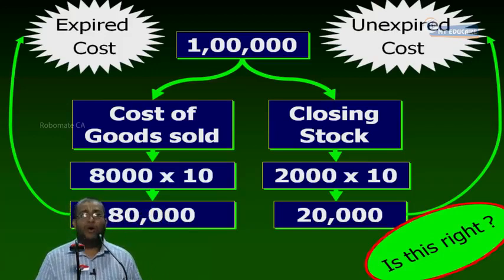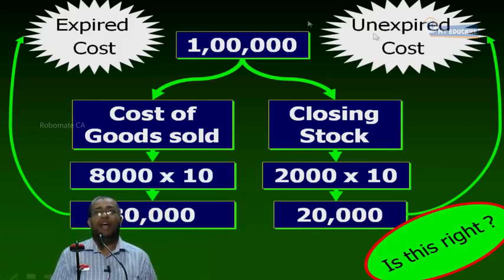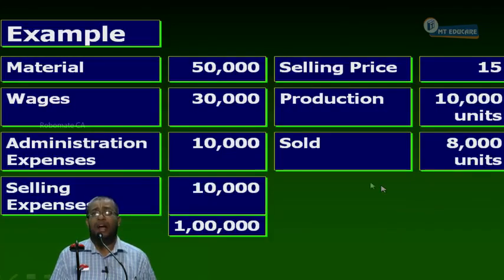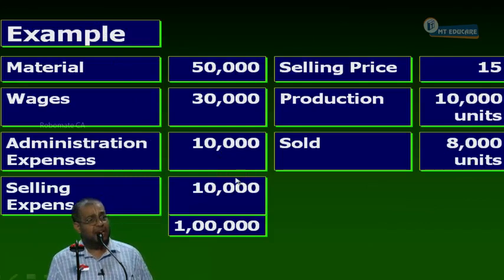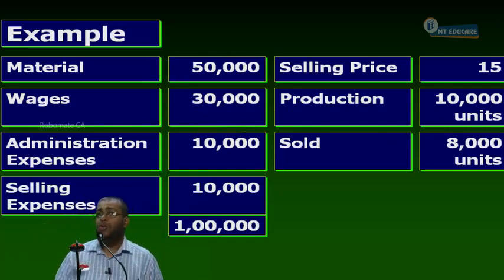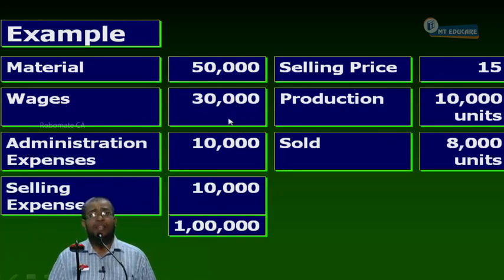In that case, now we have made a mistake of valuing the stock at the full cost. The 10 rupees includes an administration expense as well as the selling expense. We should not value the stock at 10 rupees. In fact, to produce 10,000 units, I incur only production cost. For production, I don't incur administration and selling cost. Right or not? So, to produce 10,000 units, I have incurred 80,000. The cost of producing 1 unit is 8 rupees. Right or not?